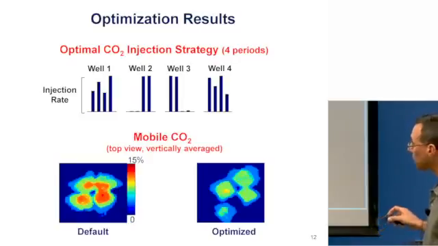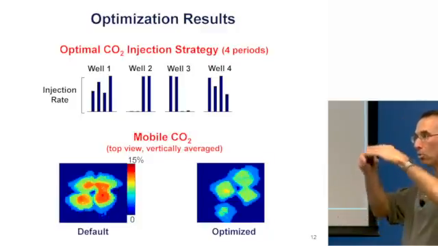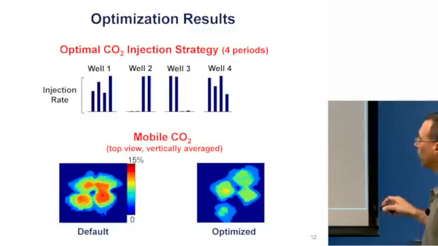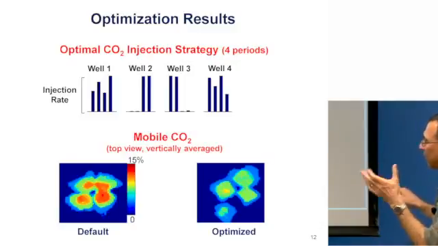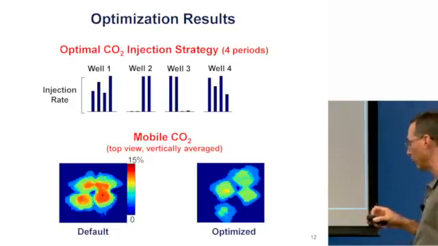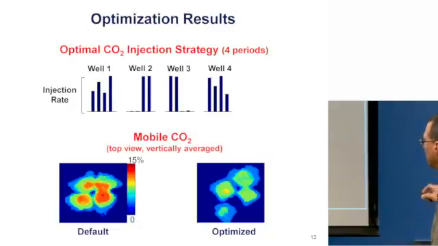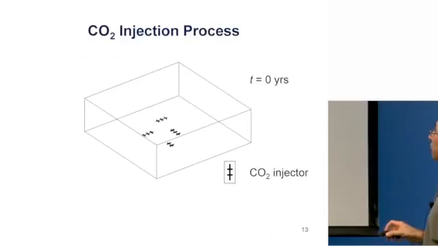And what this shows here is the mobile CO2 looking down on the formation. So red is bad here. We would like to not have red because more red means more mobile CO2. What you see using just a kind of default setup, where we just place the wells in what seem like reasonable locations and inject uniformly, we get a lot of red, a lot of mobile CO2. Using the optimized setup, there's clearly some improvement. There's less mobile CO2 by doing this computational optimization. This is an example of how we can reduce the mobile CO2 even further.